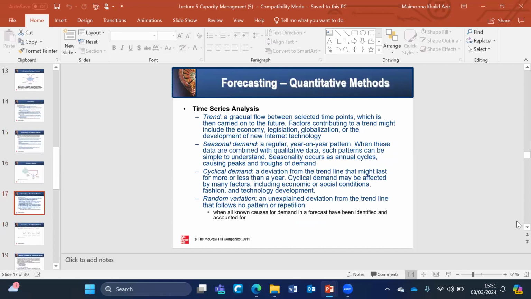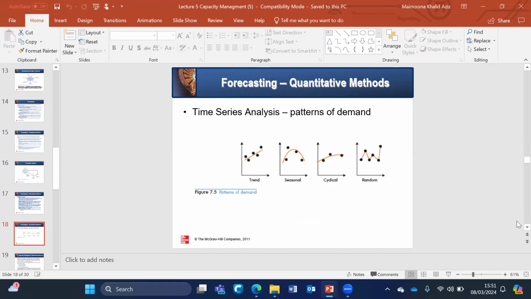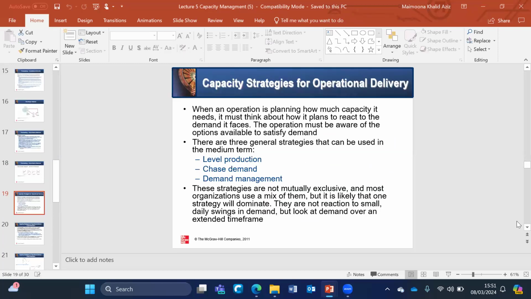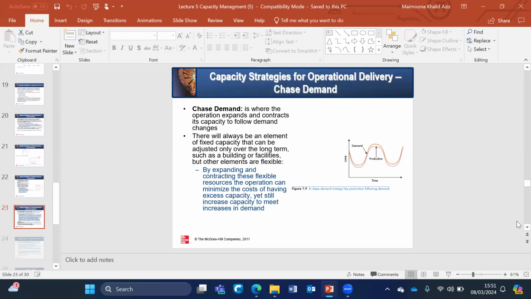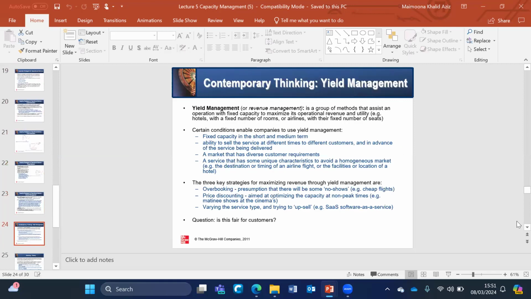There's quantitative methods such as time series analysis. There's trends. It could be seasonal growth, cyclical, or absolutely random. And basically, there's capacity strategies for operational delivery. These are the same as the strategies we talked about, where it was capacity leads demand, capacity matches demand, and capacity follows demand.